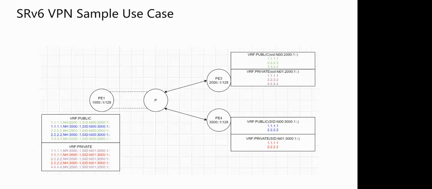Okay, this is a basic SRv6 VPN network consisting of P1, P3, and P4. Each P has two VRFs, public and private, and each VRF has several routes. P3 and P4 will send these routes to P1 as BGP VPN routes. So we can see the format of the routing table on P1 like this.